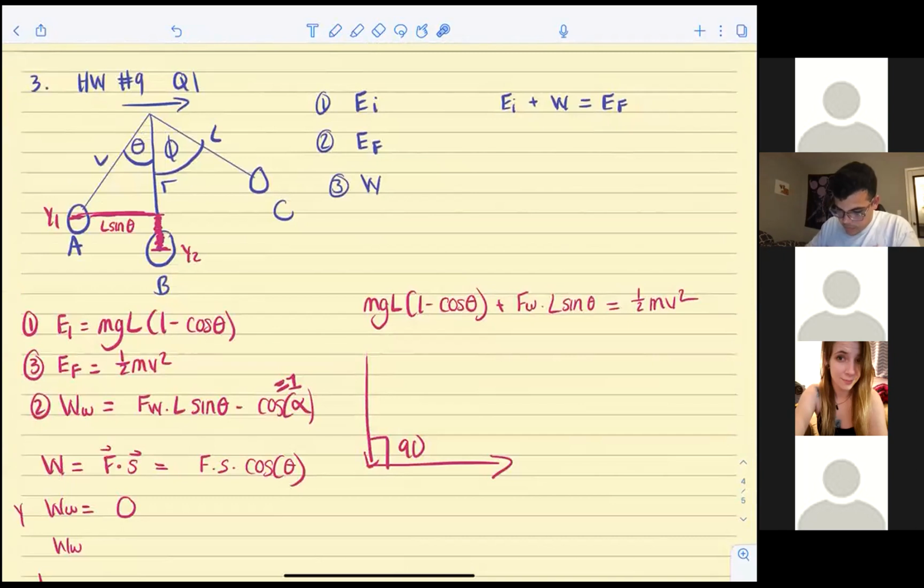Why is it 1 minus cosine theta? Remember, from here, we want to find out this red part. What is this length? Well, it's going to be this length minus this length. What's the length from this point to this point? Well, that's just L, the length of the string. And what's the distance from this point to this point? It's going to be L cosine theta, right? If you make this triangle, this is the hypotenuse. This is the adjacent side.